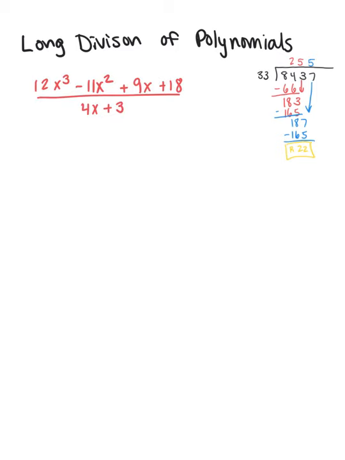Okay, so we're going to divide 12x cubed minus 11x squared plus 9x plus 18 by 4x plus 3. Again, we have to make sure we put the right thing inside my division part, which is going to be the numerator. And on the outside is my denominator, so 4x plus 3. And we're going to say the same thing.